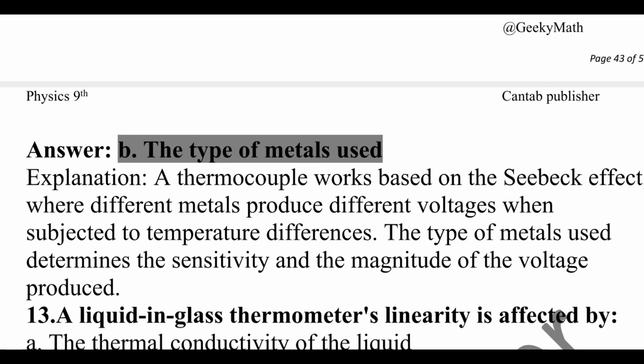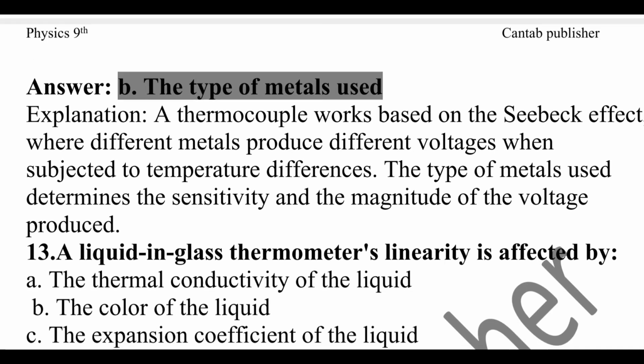The type of metals used. Explanation. A thermocouple works based on the Seebeck effect, where different metals produce different voltages when subjected to temperature differences. The type of metals used determines the sensitivity and the magnitude of the voltage produced.